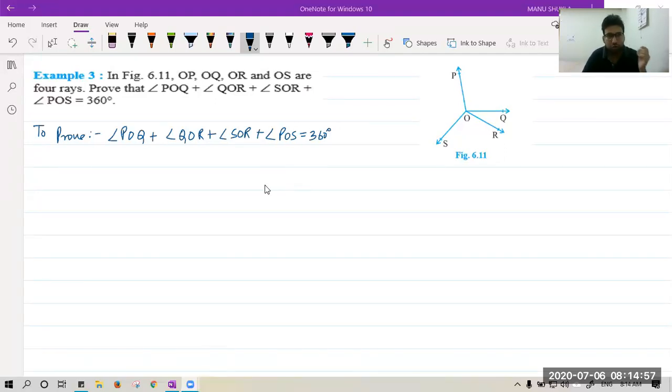So class, we have angle POQ plus angle QOR. So this angle plus angle SOR, that is this angle, and finally this angle. We have to prove the sum of these 4 angles is 360 degree. We already know this is 360 degree because we have studied about complete angle. If you start from here and you make a complete revolution, the angle is 360 degree.